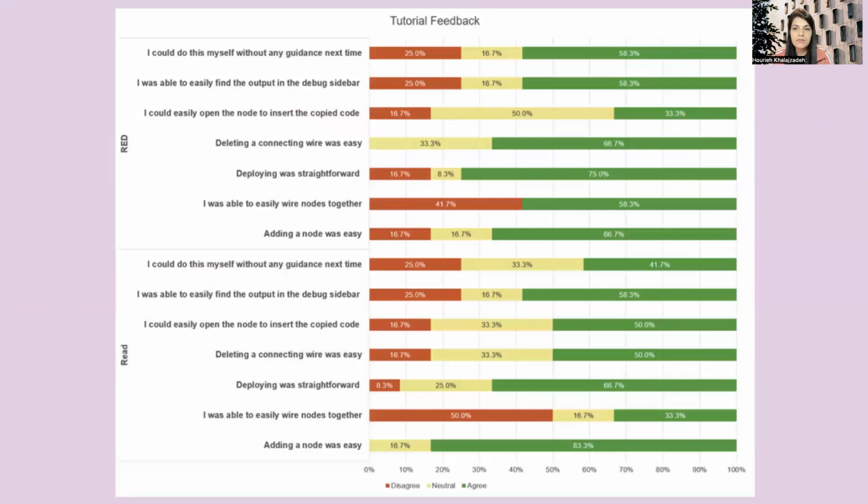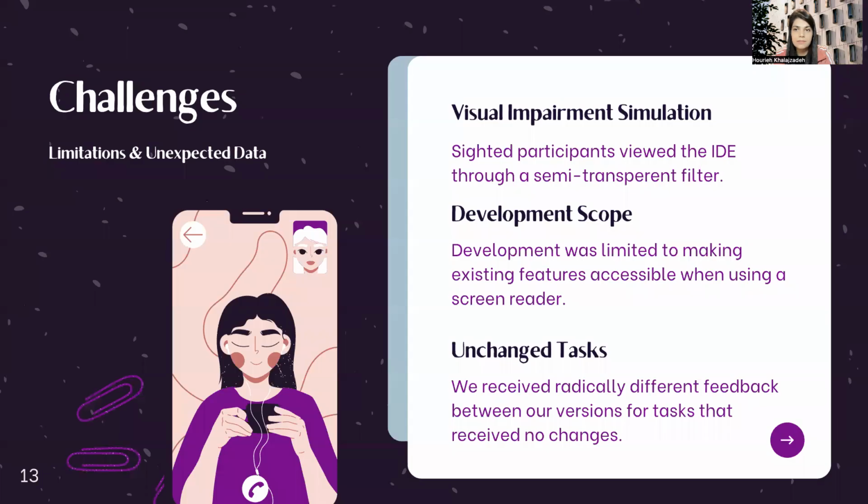On the tutorial feedback, results vary, but some clear results are that users preferred adding nodes in Node-Read over Node-RED, and users said they couldn't as easily complete the tasks on their own for Node-Read over Node-RED, which might be because they needed to memorize shortcuts.